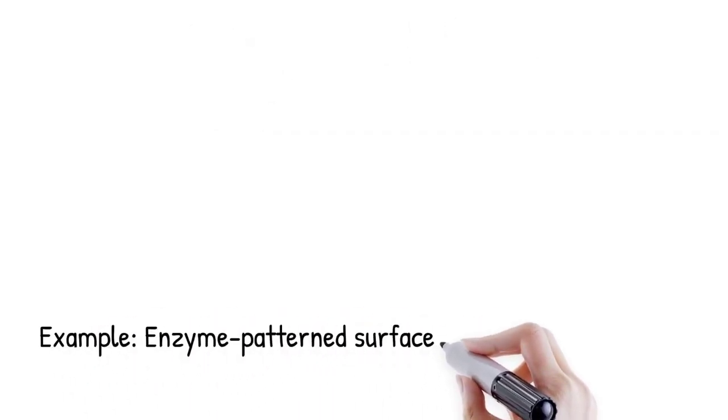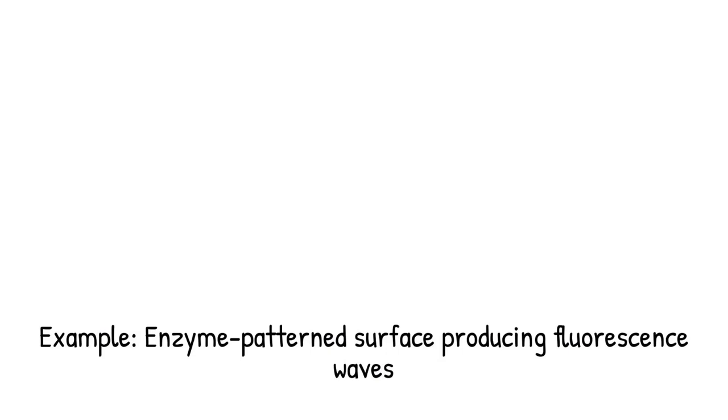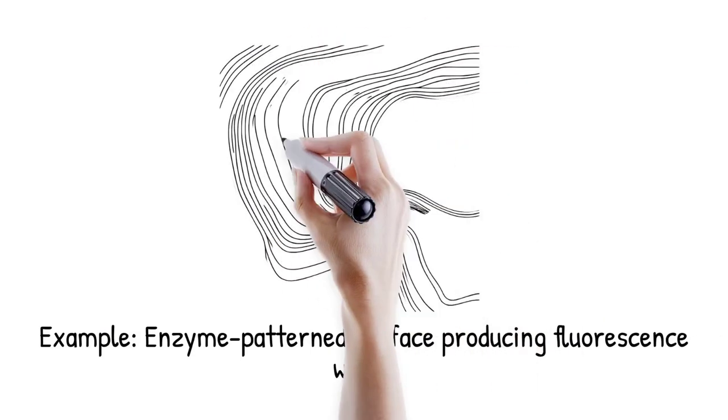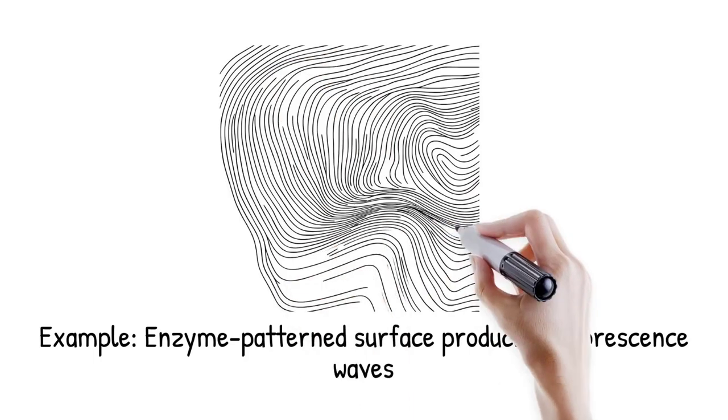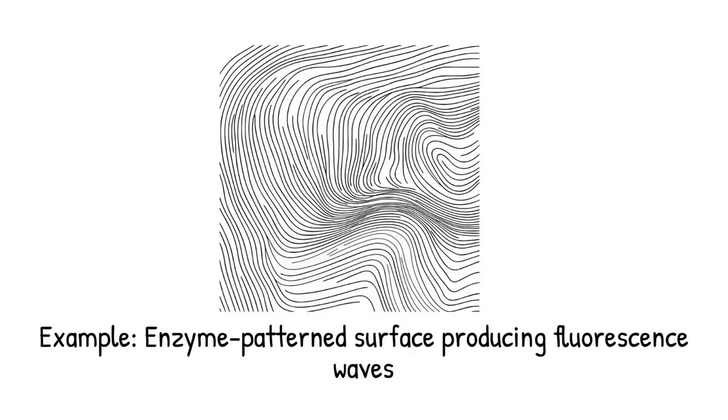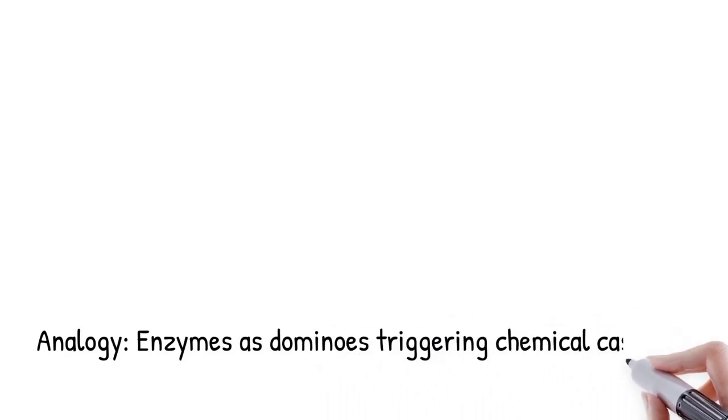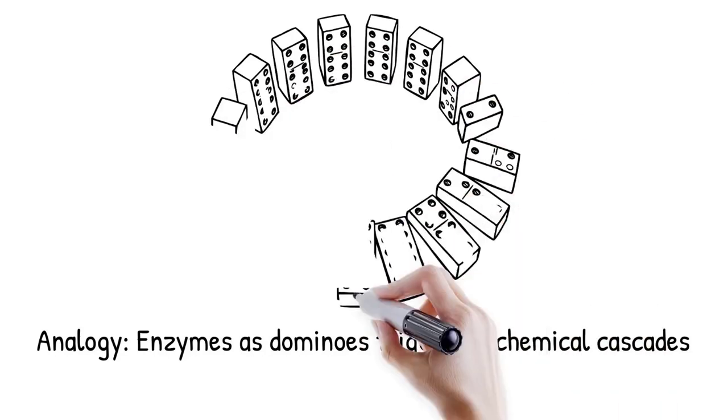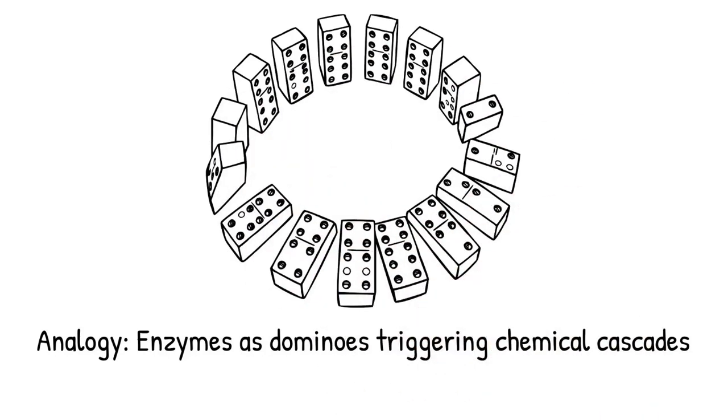A surface patterned with glucose oxidase and horseradish peroxidase can produce traveling fluorescence waves when supplied with glucose and a colorimetric substrate. It's like arranging dominoes in a circle so that knocking over one triggers a rotating wave of falling pieces. But here the dominoes are enzymes, and the fall is a cascade of chemical conversion.